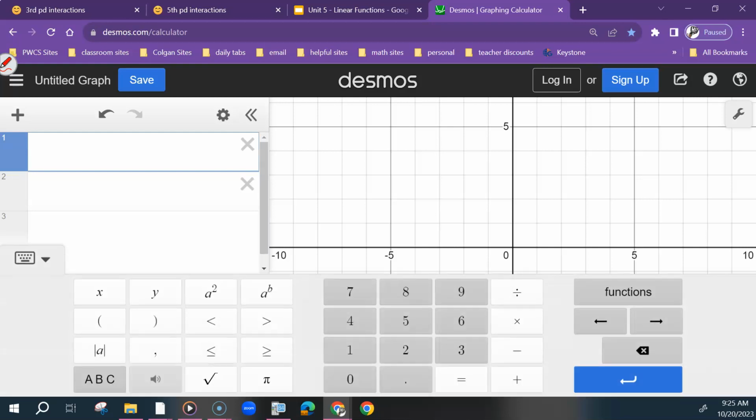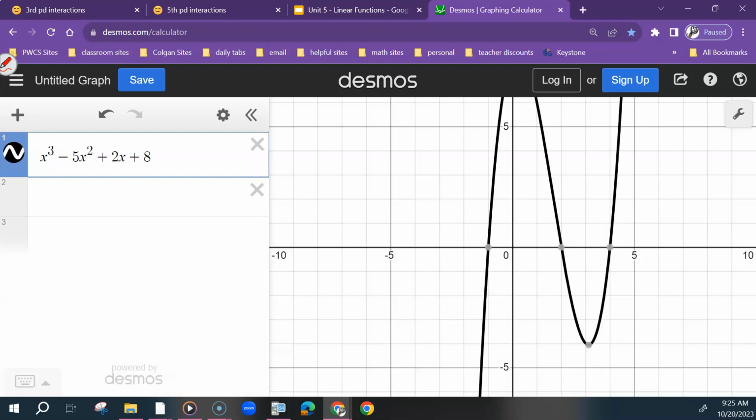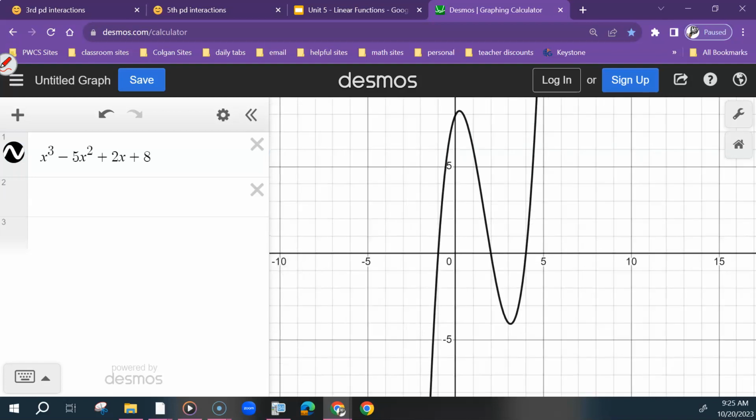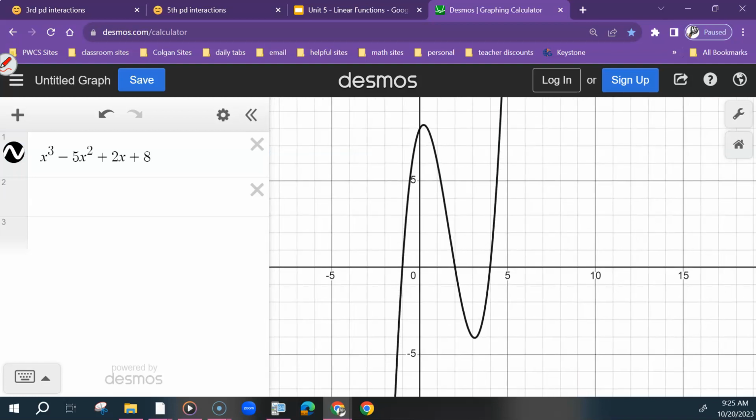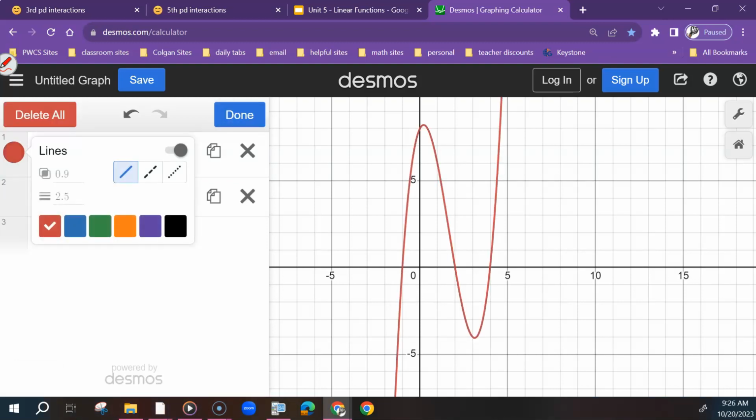Alright, number 7. So x to the power of 3, I'm going to use the a to the d, but then I have to come out of it, minus 5x squared plus 2x plus 8. So if you zoom out, you can see what it's doing. Once you get everything in there, if you click on it, it's going to highlight a bunch of different points. I'm going to change the color of this actually so we can see it a little bit better.